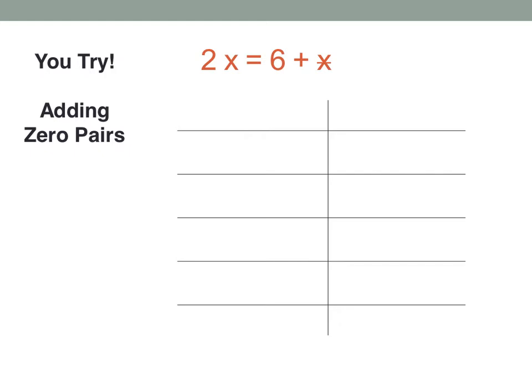Now I'd like you to try this example. Try it adding zero pairs and then try it by adding pawns to both sides. Please pause the video, do that, come back and check your work. So on the left we have 2 blue pawns. On the right we have a 6 and a white pawn. Now we can add zero pairs. Remember, we want this value to be by itself when we're done, the number cube. So we're going to have the variables on the left and the number cube on the right. We have to get rid of this white pawn.